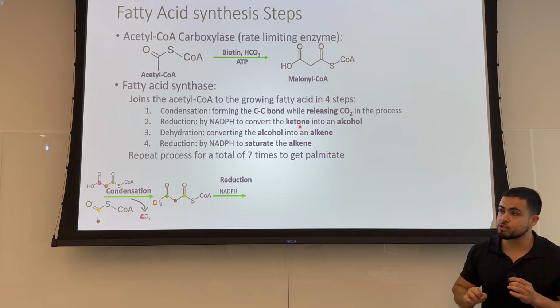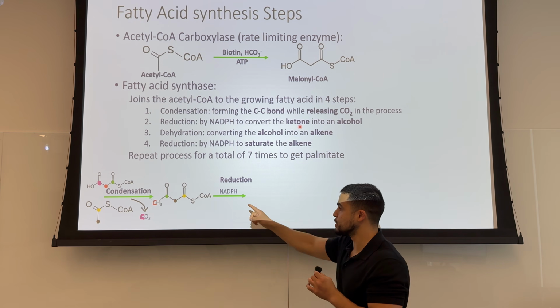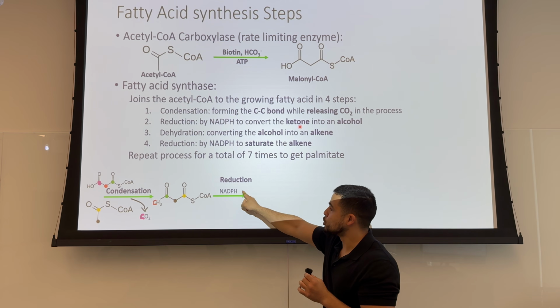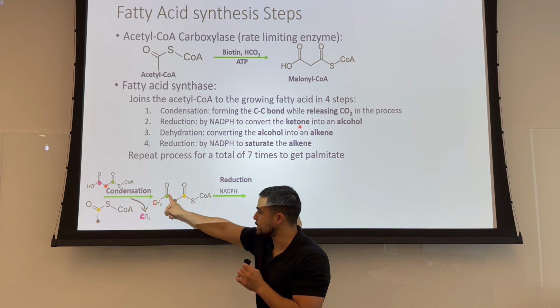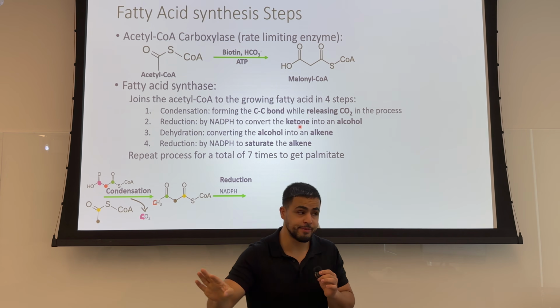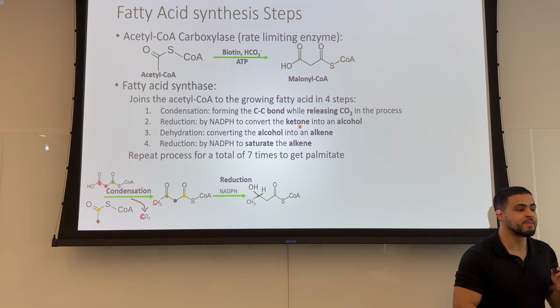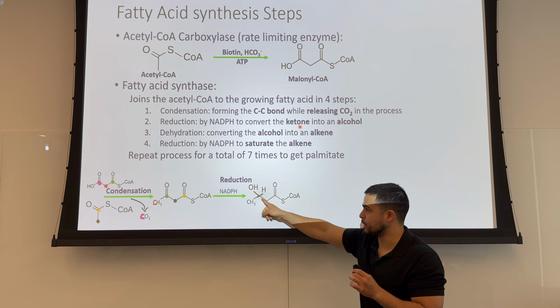The next step is known as the first reduction step. So you see we use NADPH to reduce. What are we reducing? We're reducing a ketone. When you reduce a ketone, what do you get? You get an alcohol, specifically a secondary alcohol, as you can see right here.